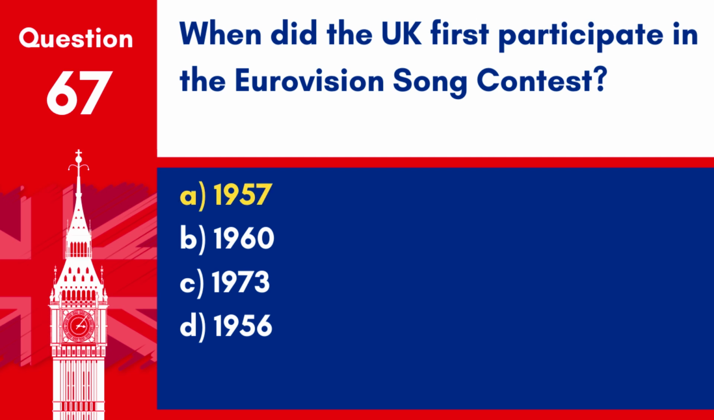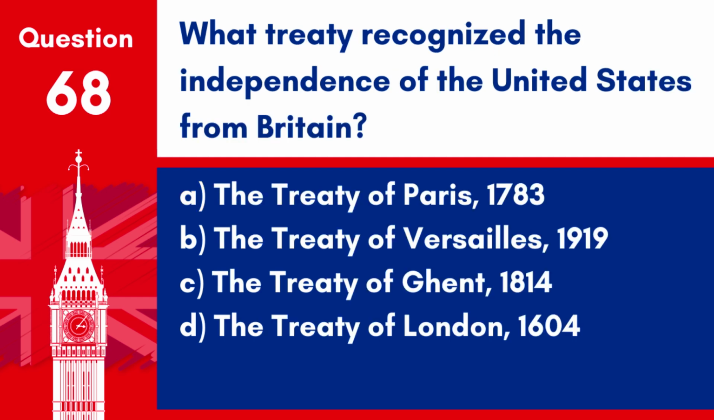Answer: A. 1957. The UK first participated in the Eurovision Song Contest in 1957. Question 68.